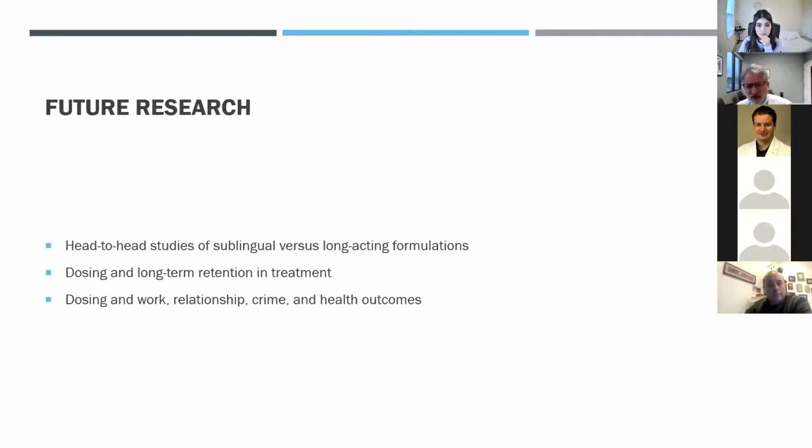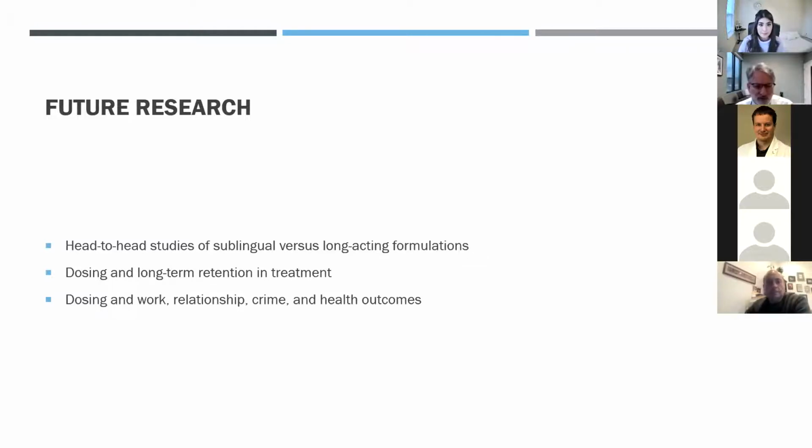It's not just the pharmacology here, but the interaction with the clinician that's going to be affected by the formulations that we're using to treat people. And then also dosing and long-term retention in treatment is an interesting question. So at what doses do patients stay in treatment? I've got these people who've been in treatment for 10 years, and there's a wide variety in doses. There's patients who are on 2 milligrams, and then there's patients who are on 16 milligrams. So maybe that's the answer, that the dose needs to be tailored to the individual in a very unique and thoughtful way.